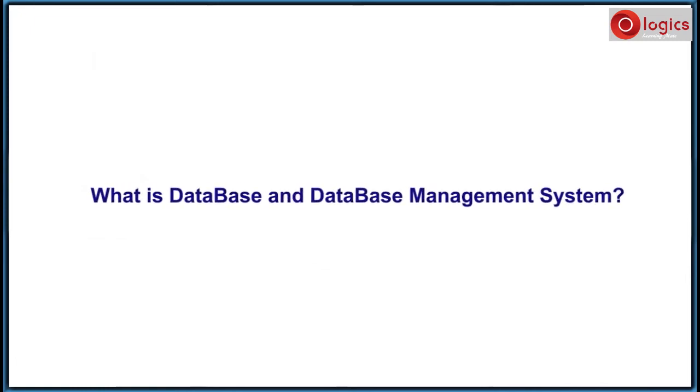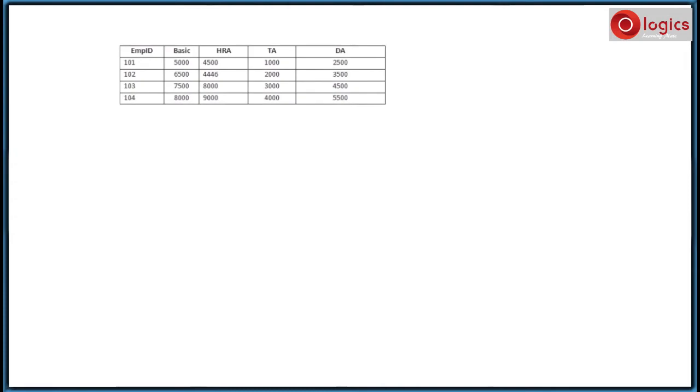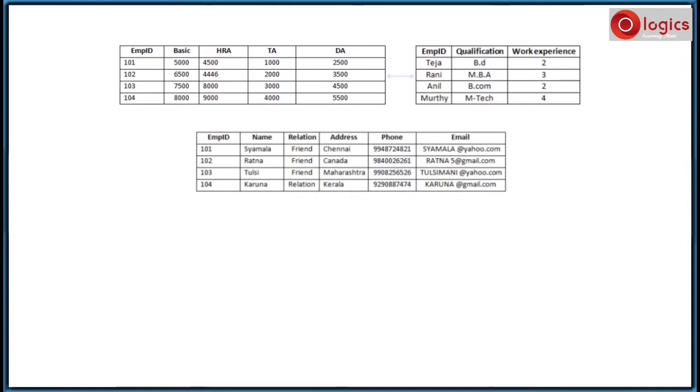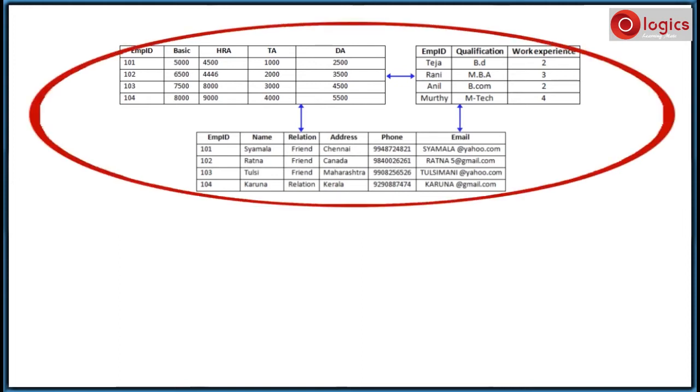What is database and database management system? As we have seen, tables are used to store the data. This is the table and this is another table. You can maintain the relation between these tables. This collection of related tables is called a database.